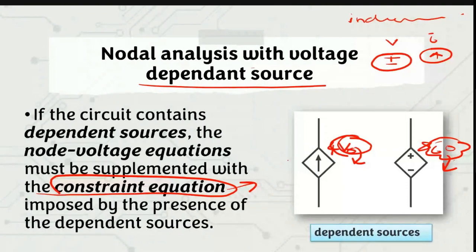All right. I think that you already went through dependent sources before, in the previous chapter. So V node and I node, we can get from the circuit itself. We call this a constraint equation.